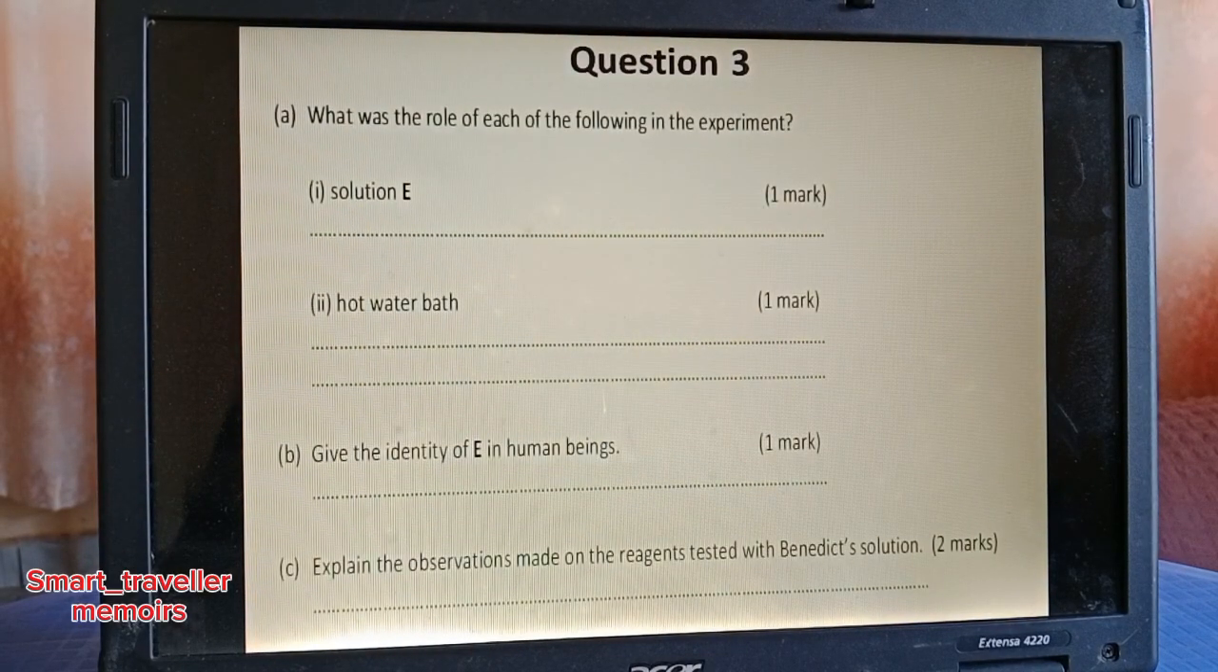What was the role of each of the following in the experiment? Solution E, hot water bath. In B, give the identity of E in human beings. And C, explain the observations made on the reagents tested with Benedict's solution.